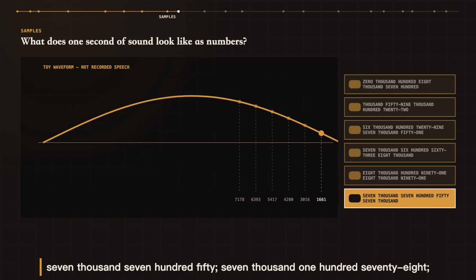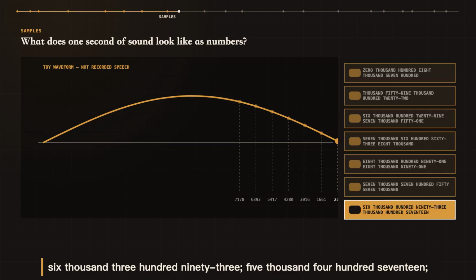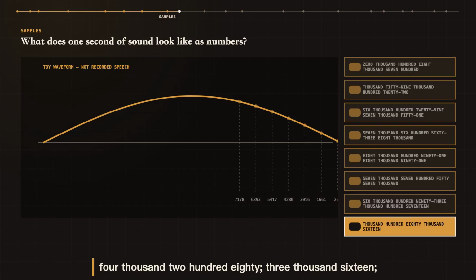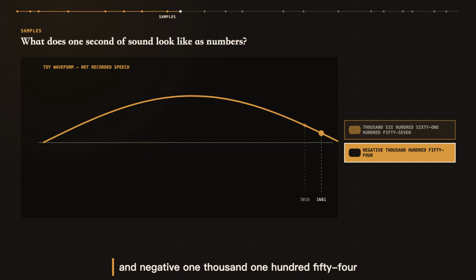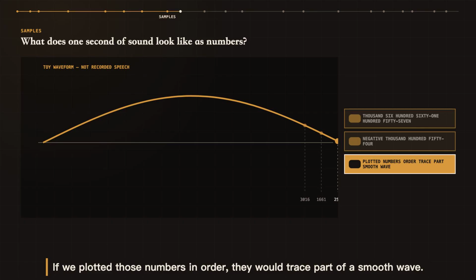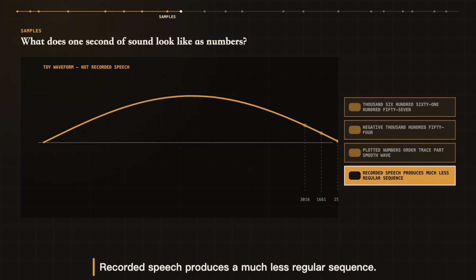8,091, 7,750, 7,178, 6,393, 5,417, 4,280, 3,016, 1,661, 257, and negative 1,154. If we plotted those numbers in order, they would trace part of a smooth wave. Recorded speech produces a much less regular sequence.